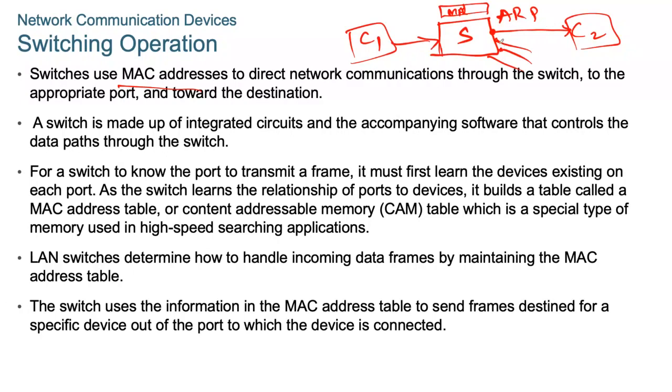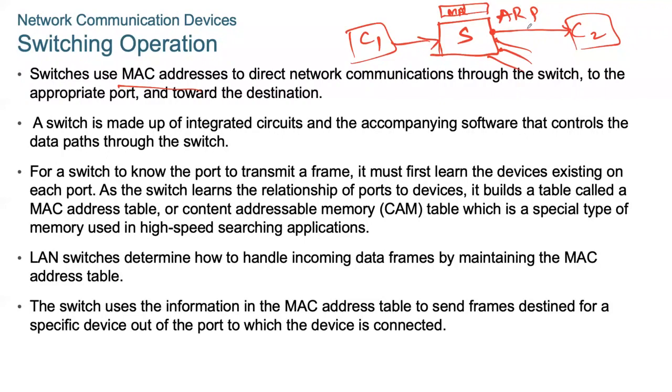collision in the network. So a switch is made up of integrated circuits and the accompanying software that controls the data path through the switch. For a switch to know which port to use to transmit a frame, it must first learn which device exists on each port, based on their MAC addresses. So it builds this ARP.